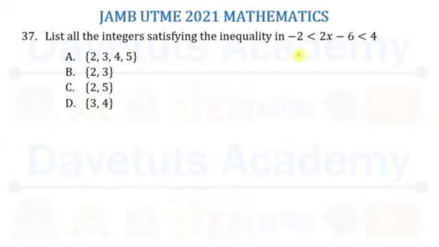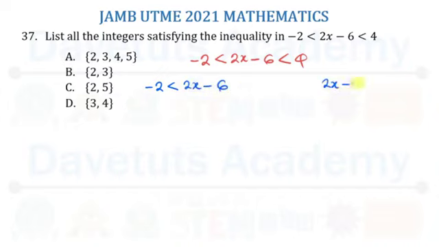In this question on inequalities, we are asked to list all the integers satisfying the inequality -2 is less than 2x minus 6 less than 4. A general means of approach is to just break it into two: first, -2 is less than 2x minus 6, and then 2x minus 6 is less than 4. So we'll take it piecewise.